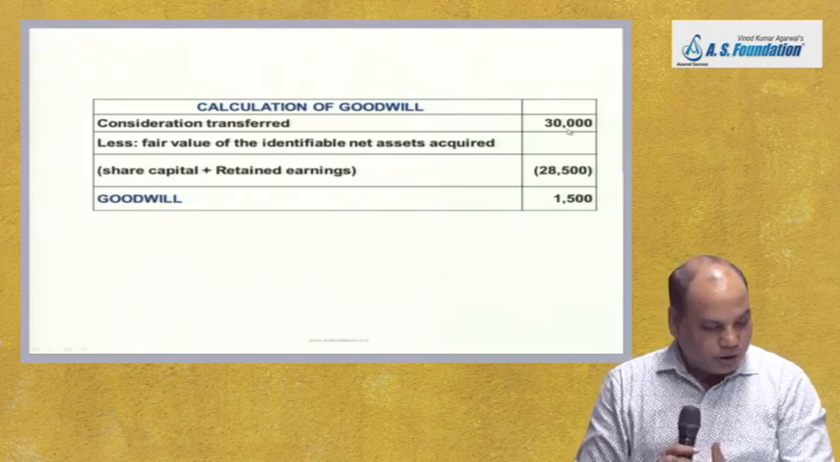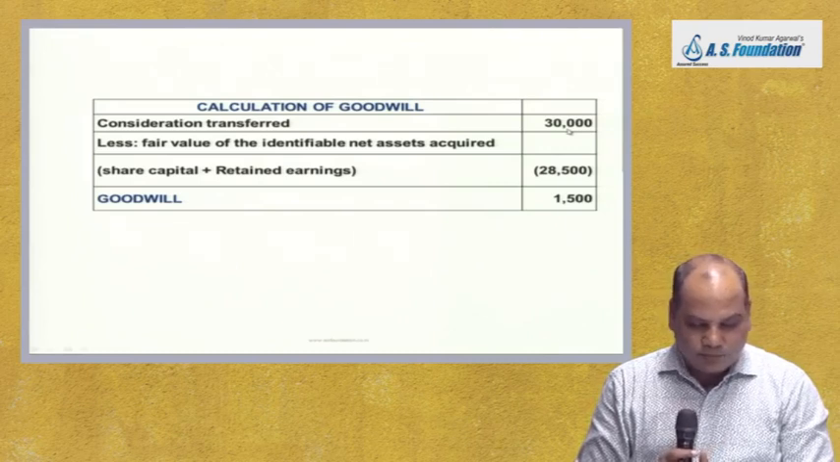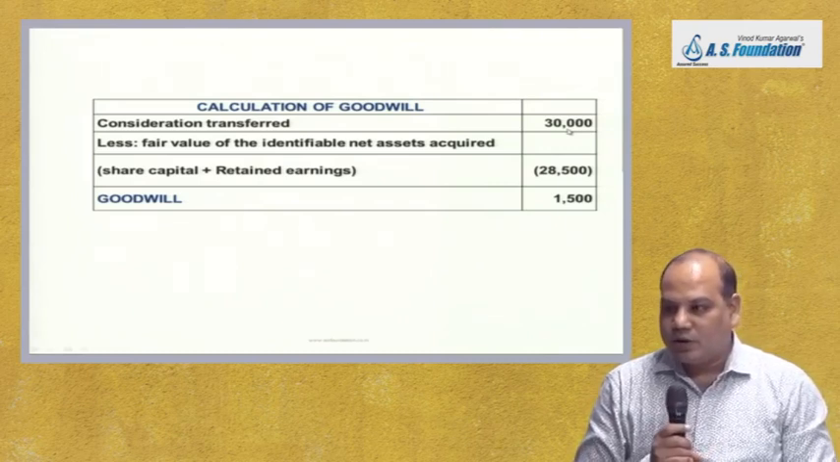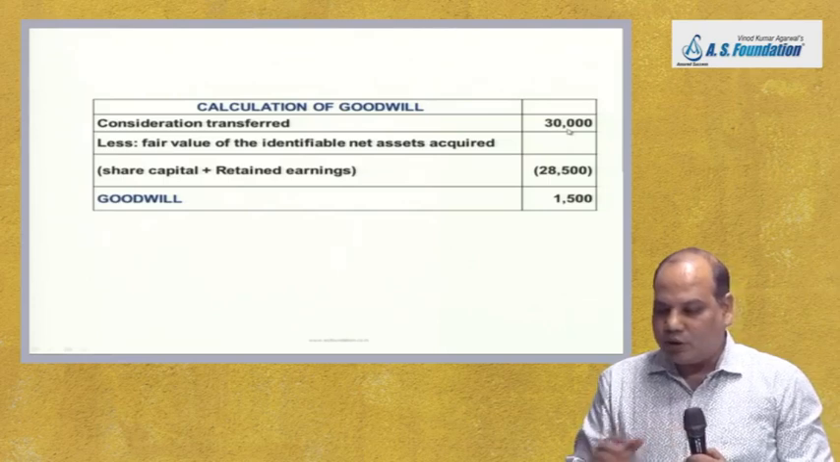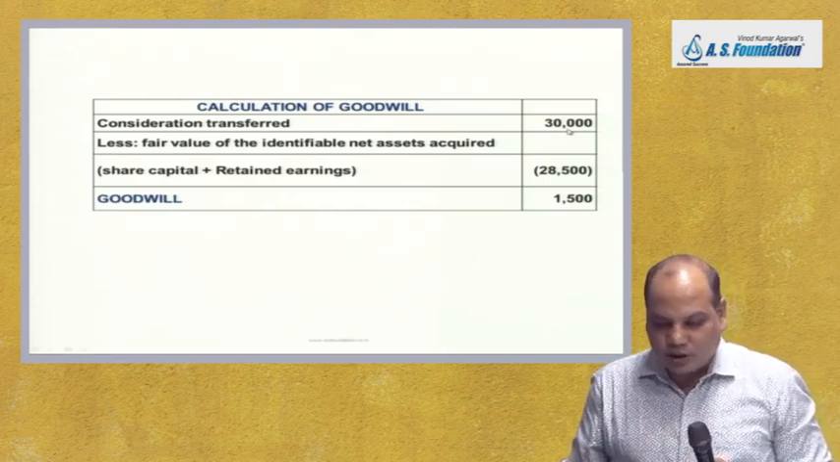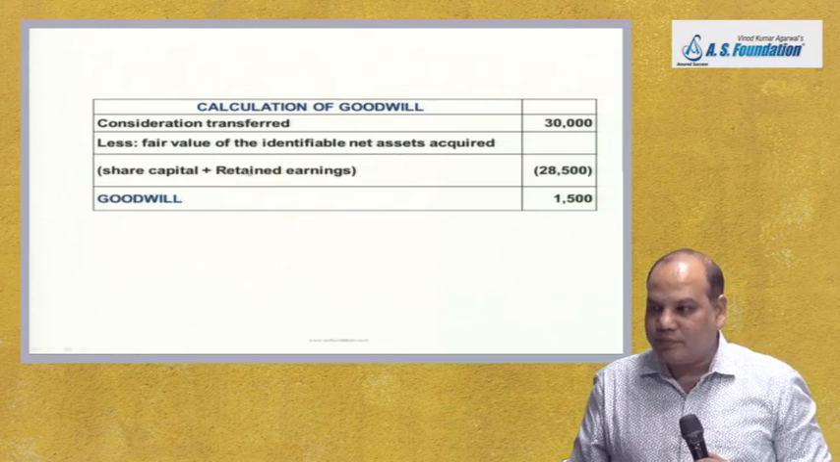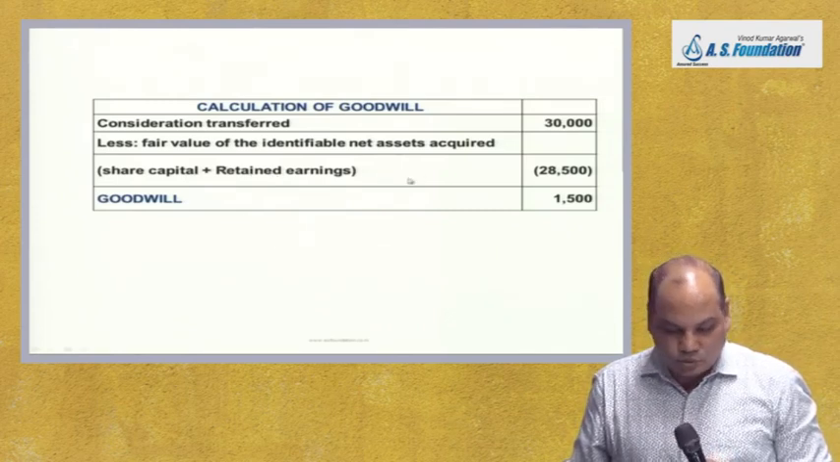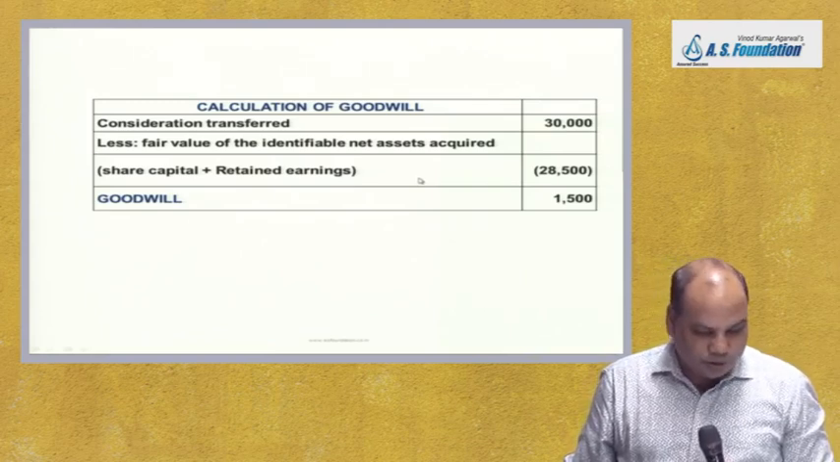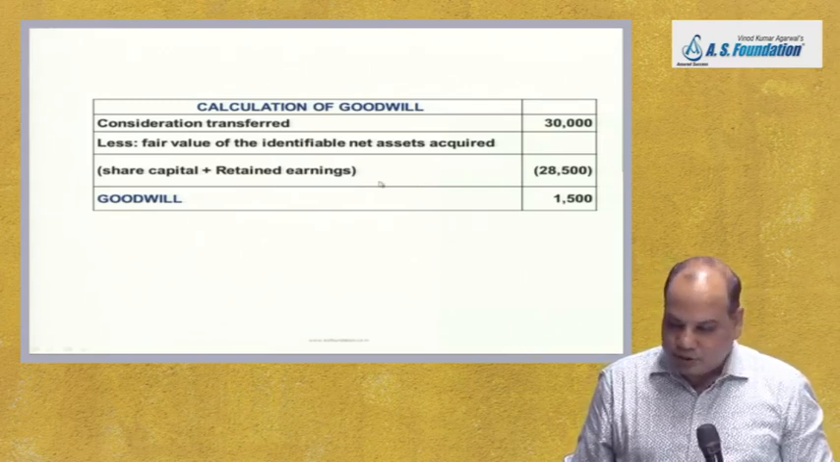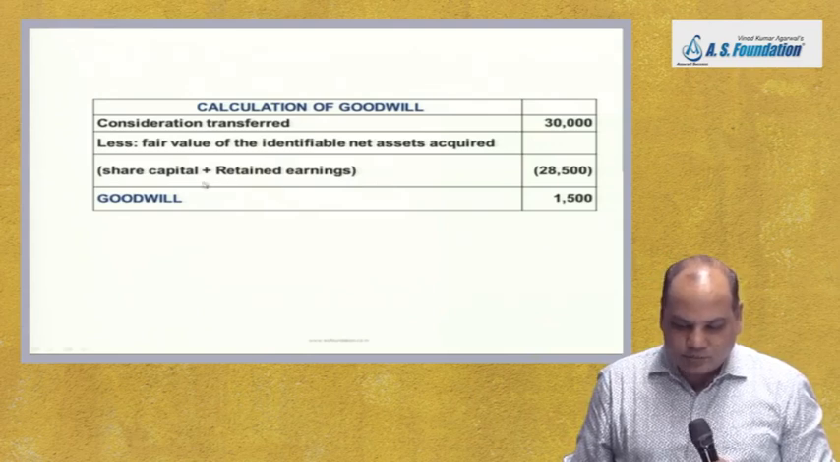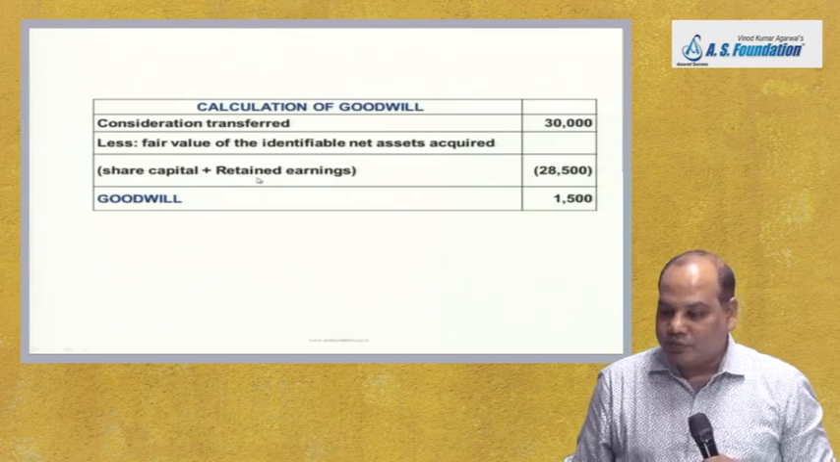Now in this question, are you given fair value of any asset or liability separately? No. So in that case, we'll apply this route. Share capital plus reserve plus change in fair value, but there is no change in fair value. So you go to the SOFP, you will find share capital of subsidiary is 16,000 plus retained earning is 12,500. Is it there? 28,500. So we will recognize goodwill 1,500.